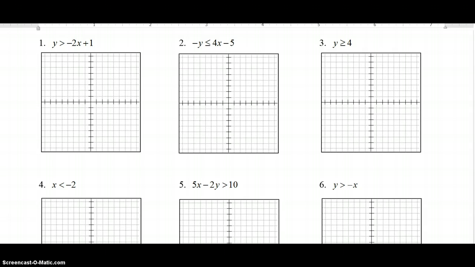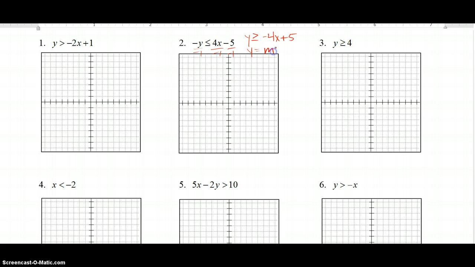Before I can graph this, I really want to put this into slope-intercept form if possible. So I'm going to go ahead and divide everything by -1. And when you do that, don't forget you have to flip inequalities when you divide by a negative. So instead of less than or equal to, I'm going to have now greater than or equal to -4x plus 5, because a negative divided by a negative is a positive.